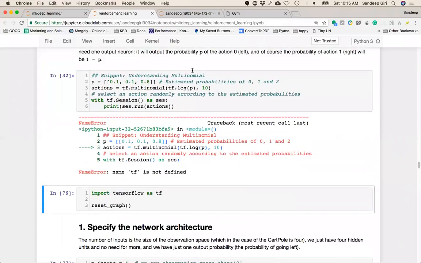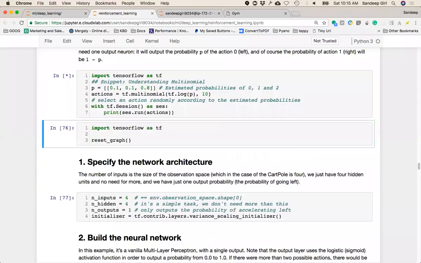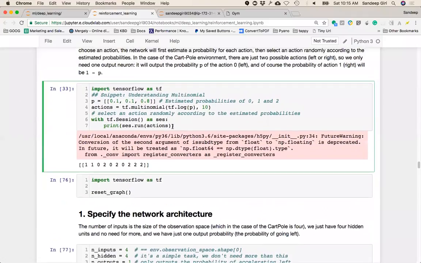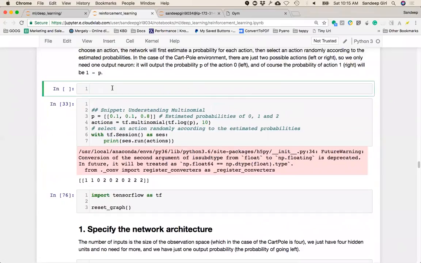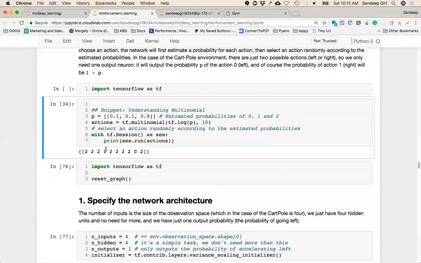Let me import TensorFlow as tf. So here you can see, I'll just separate it out. You can see that this has given us around 80% of the time 2, 10% of the time 1, and 10% of the time 0. Okay, so this is what it means.